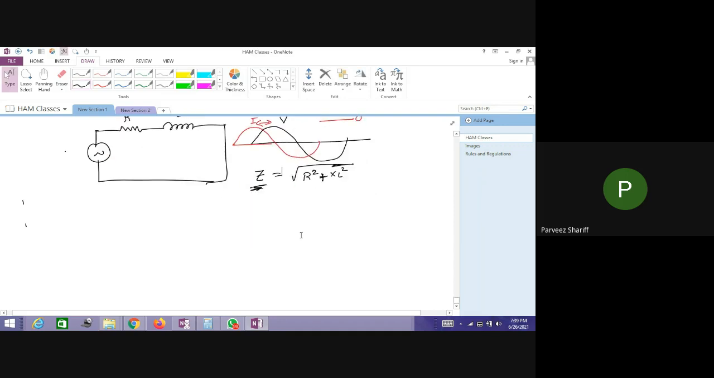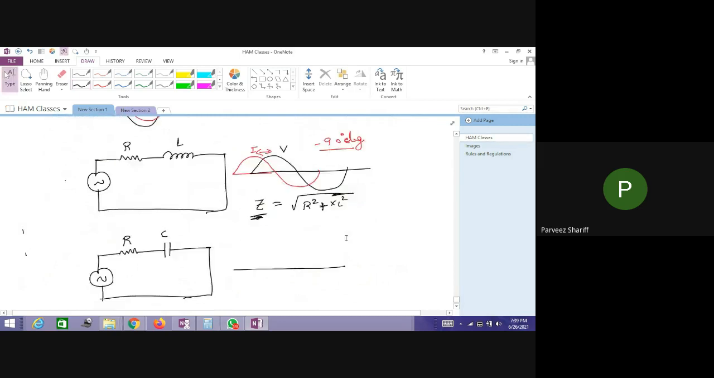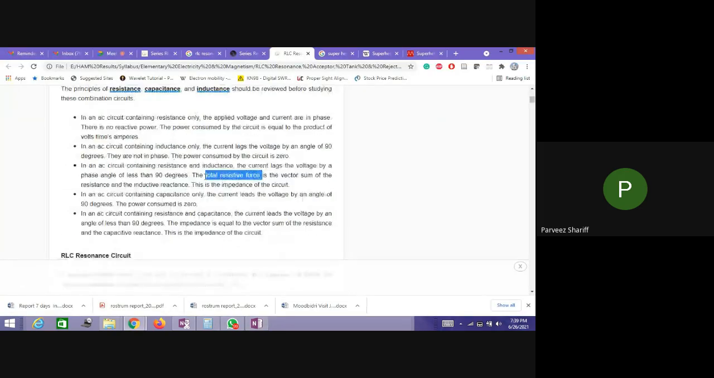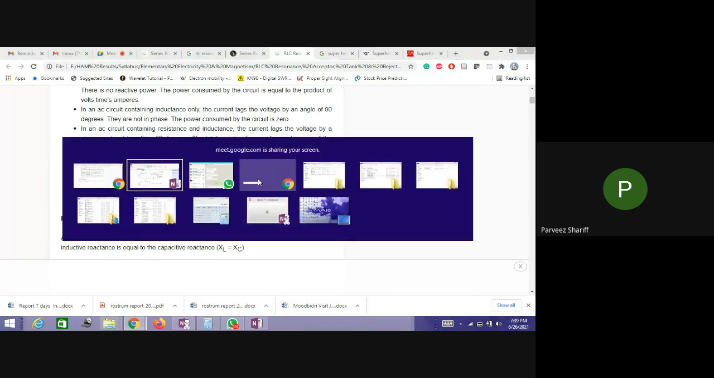Now similarly, if we have a resistor and a capacitor only, these two components, and we apply an AC source, this is R, this is C. Now what happens in this case? We have not seen that case. Let us see the case of capacitance first. If we have only a capacitive element, then the current leads the voltage by an angle of 90-degree.